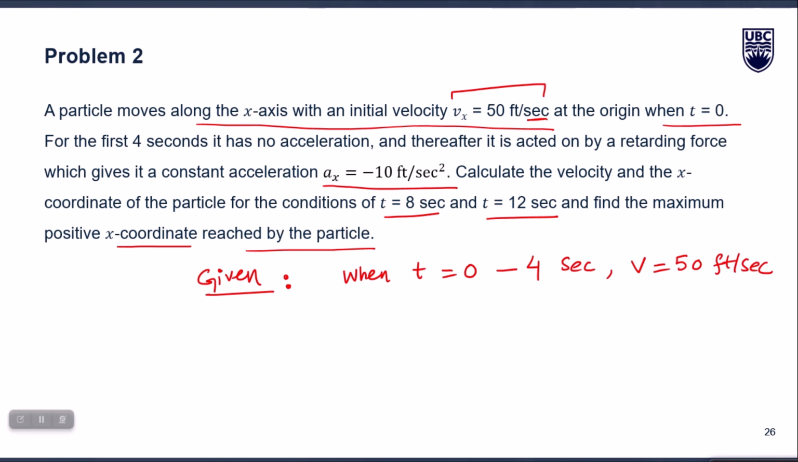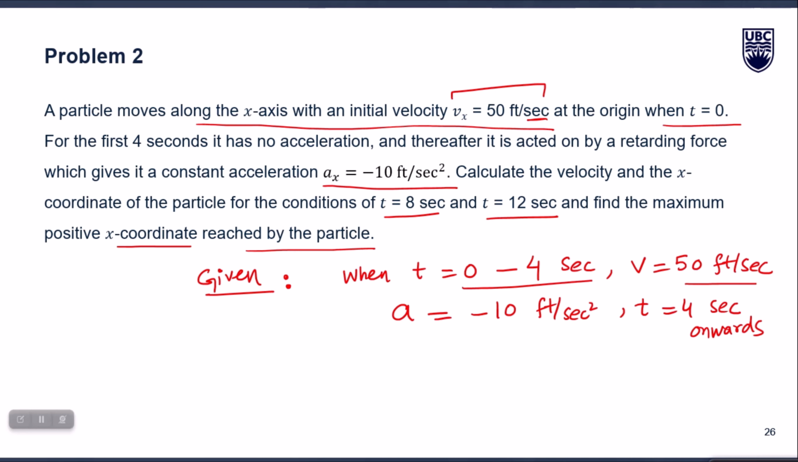So the first information given to us is that for time 0 to 4 seconds, velocity is 50 feet per second, and from 4 seconds onwards, we are not given what velocity it is, but the acceleration is given. So A will be minus 10 feet per second square for t equal to 4 seconds onwards, right? And we don't know up till what time that motion continued, right? That information is not given, but we know that from 4 seconds onwards, acceleration is a constant value, right?